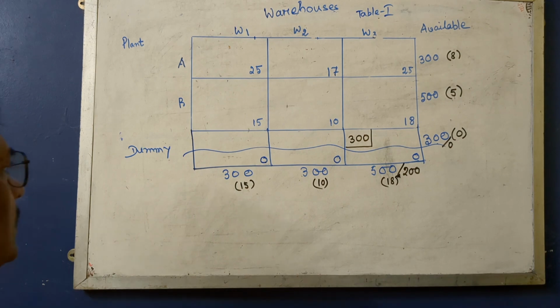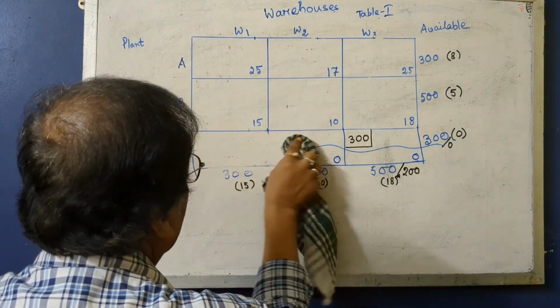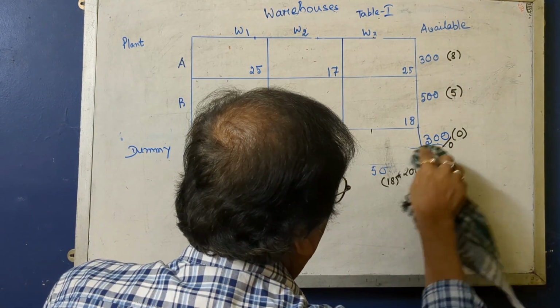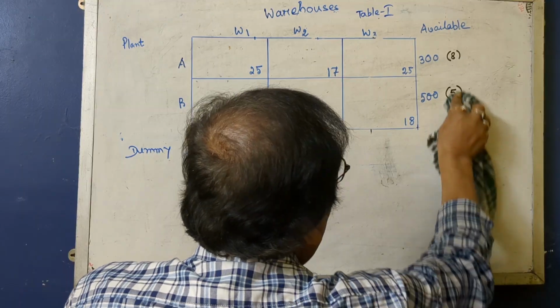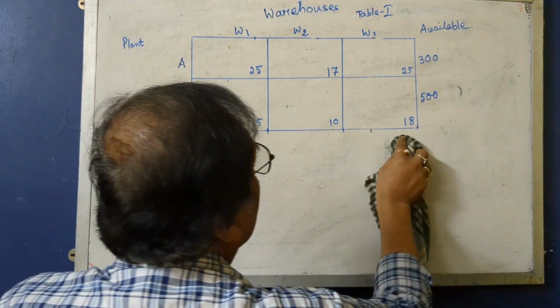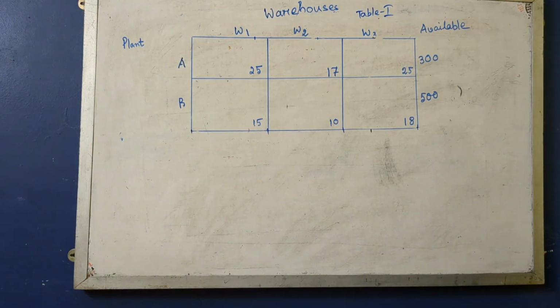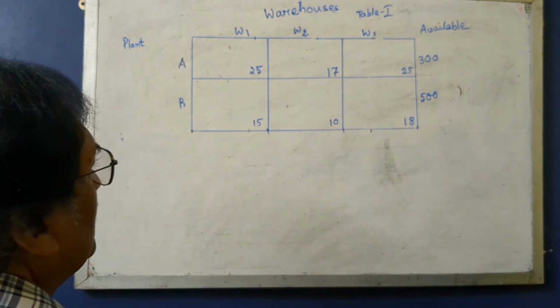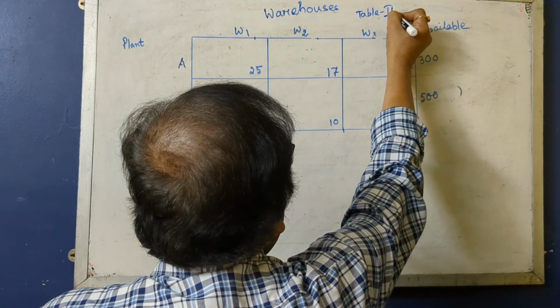What will be table 2? You erase this part. Why erase? Because the 300 units has already been exhausted. This is table 2. Now I am going to work on table 2.